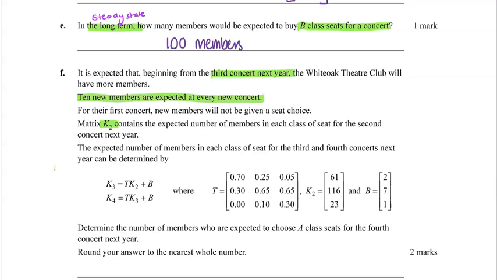The expected number of members in each of the seat classes for the third and fourth concerts next year can be determined by this recurrence relation here. So K3 will be our transition matrix times K2, which we've been given here, plus B. And B represents our new members. And you can see 2 people will go into class A, 7 into class B, 1 into class C, total of 10 new members. So determine the number of members who are expected to choose class A seats for the fourth concert next year, and rounding our answer to the nearest whole number.